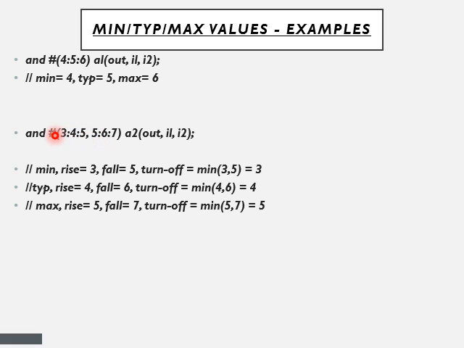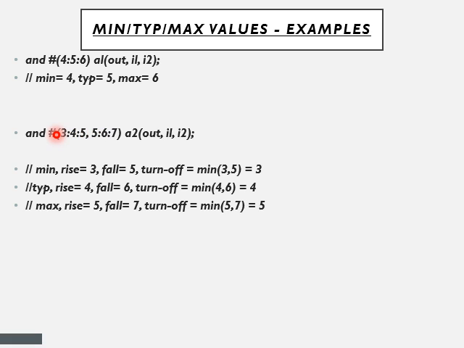In this second example, two types of delays are specified. That is, 3:4:5, comma 5:6:7. So comma is there, which means two types of delays are specified and there are three values, that is minimum, typical and maximum, specified for both these delays. So if you recall, when there are two delays given, the first one is the rise delay and the second one is the fall delay, and the turn off delay is taken to be the minimum of these two.